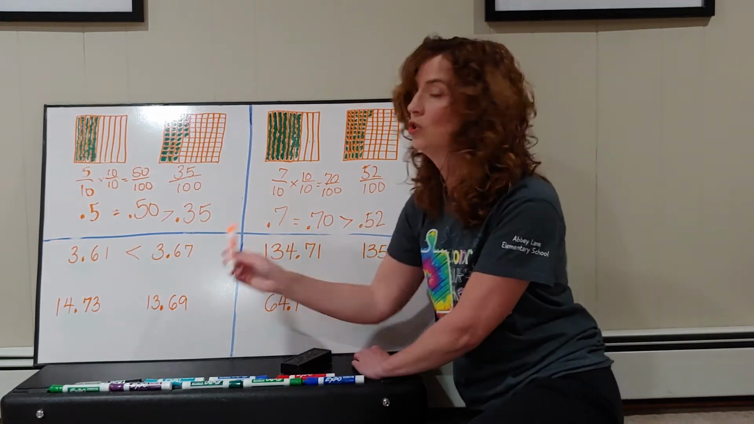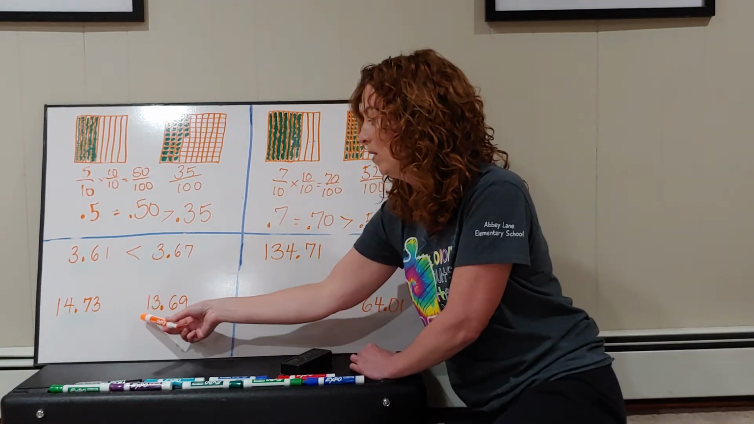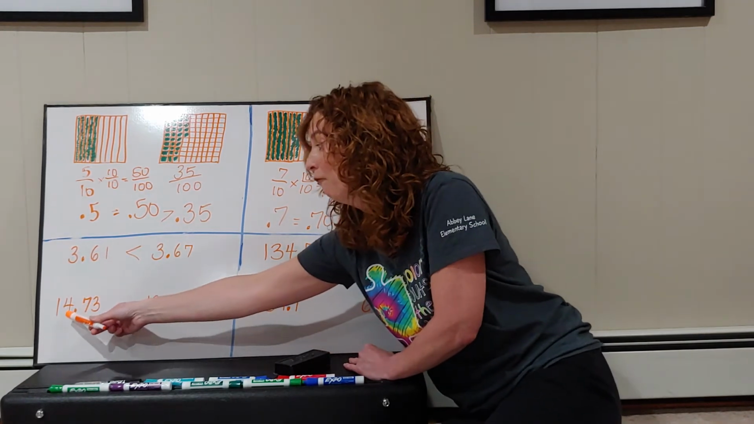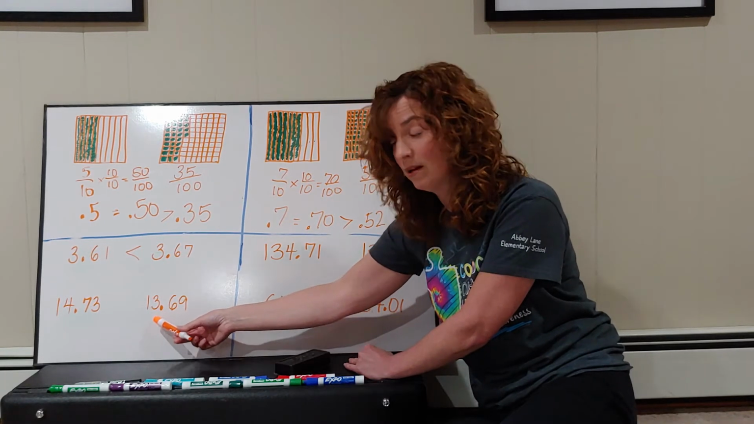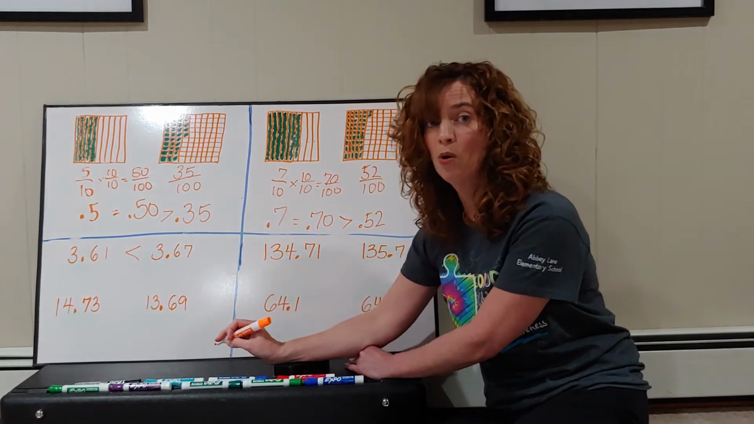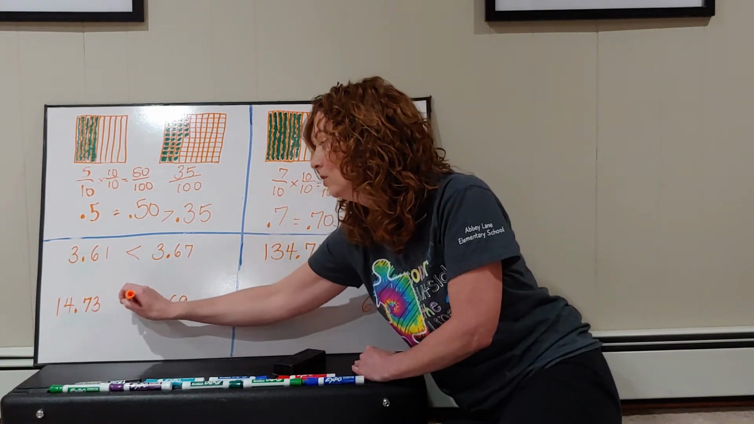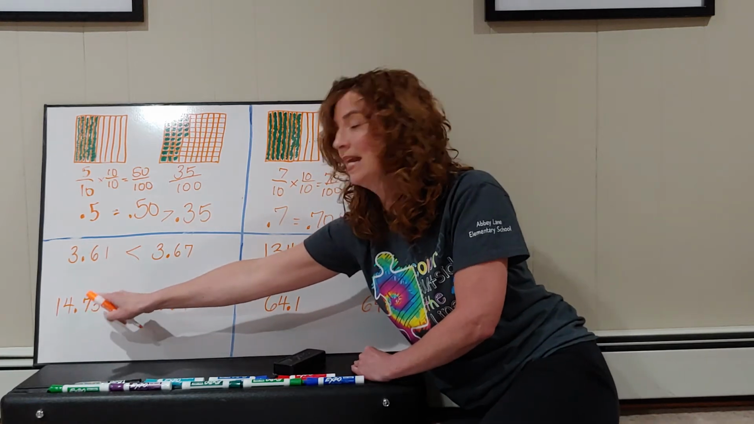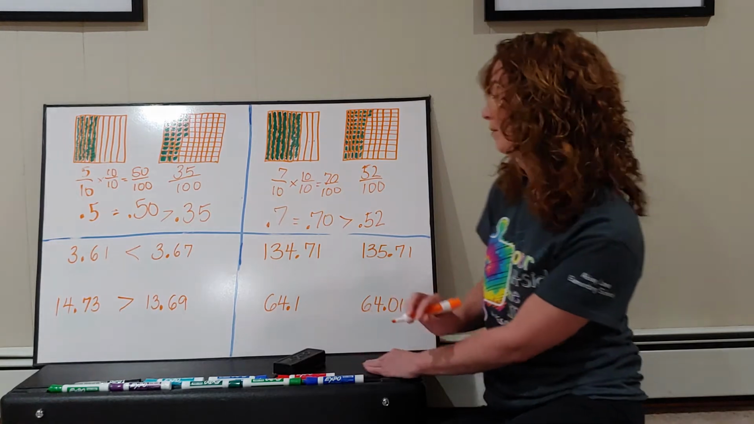Okay, let's look down here. Start at the largest place value. So we have a 1 in the tens column and a 1 in the tens column. Is that helping us? No. So now we have a 4 in the ones column and a 3 in this ones column. So I don't even have to go on. I don't even have to look at the other numbers because I know that 4 is greater than 3, which means 14 and 73 hundredths is greater than 13 and 69 hundredths.